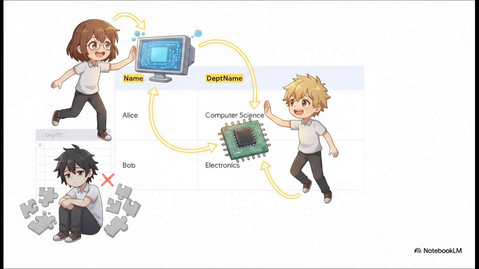And here is the result. As you can see, Alice and Bob found their perfect matches: computer science and electronics. But look at who's missing. Poor Charlie is left out in the cold. Because his department ID of 103 was entirely missing from the department table, the inner join just dropped his record completely. It wasn't a perfect match, so poof, it's gone.